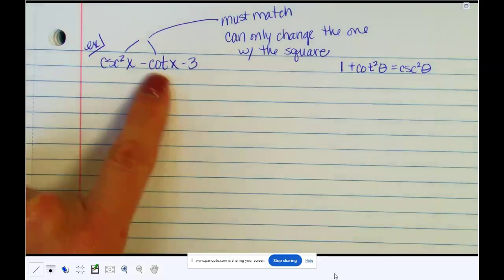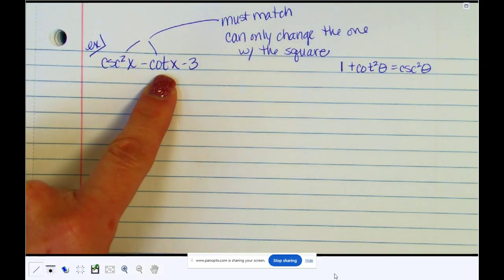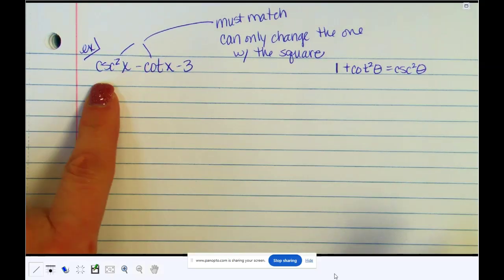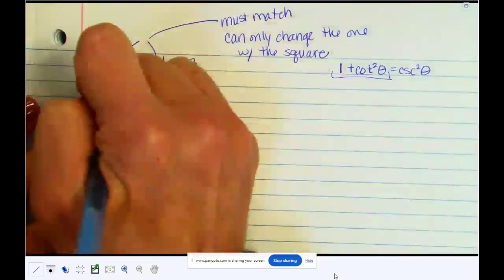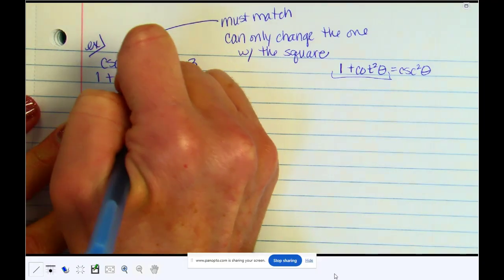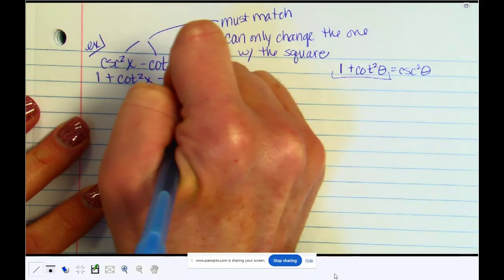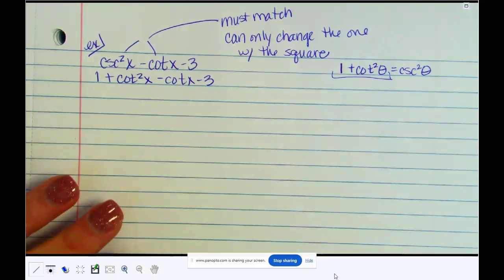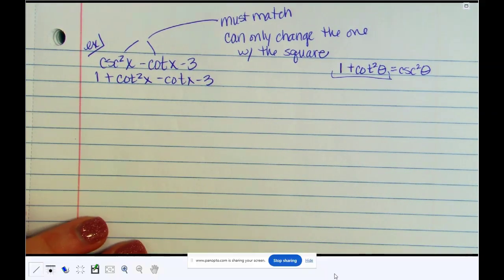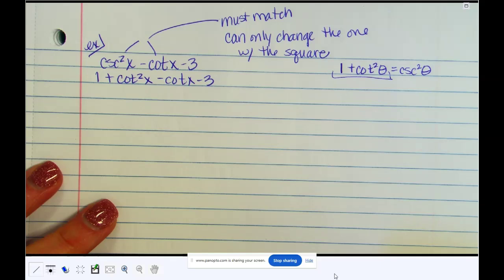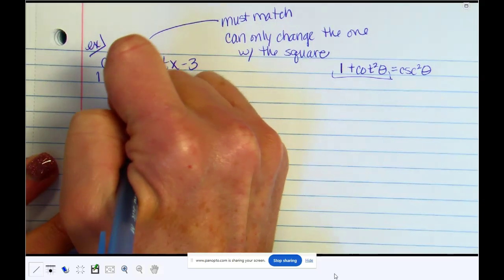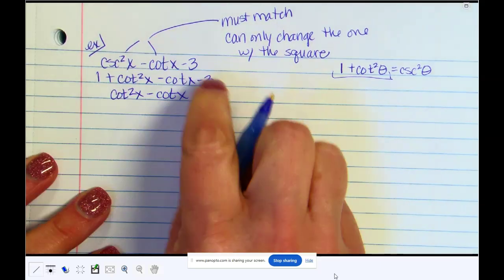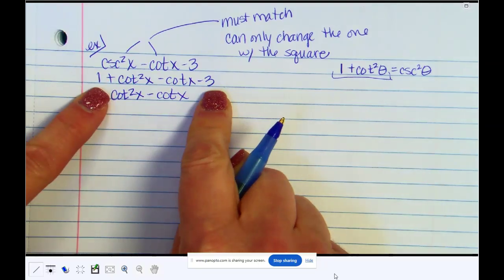So if I really want everything to be in terms of cotangent, which I do, then I take out my cosecant squared and I replace it with 1 plus cotangent squared. Okay, so this is 1 plus cotangent squared minus cotangent minus 3. Then I simplify him and then I can factor him. So cotangent squared minus cotangent minus 2.